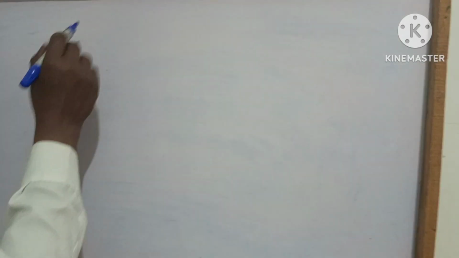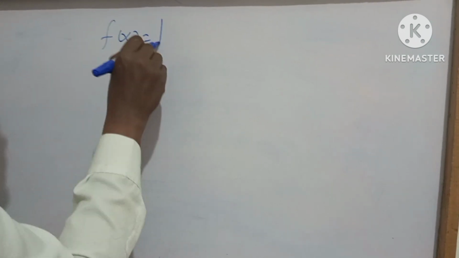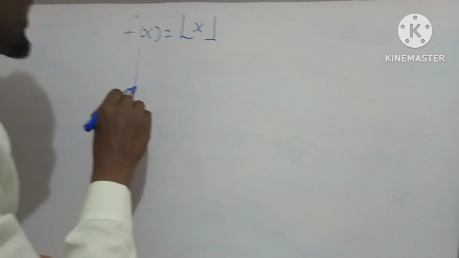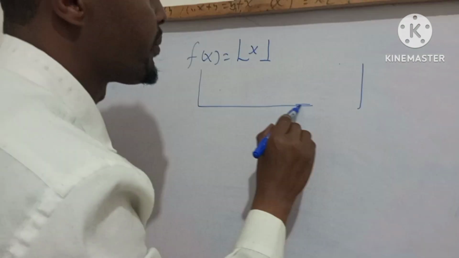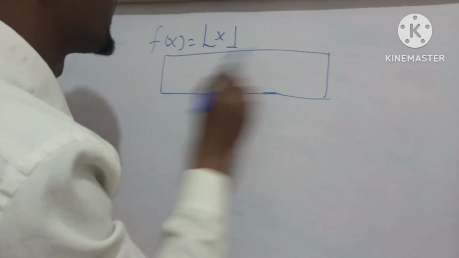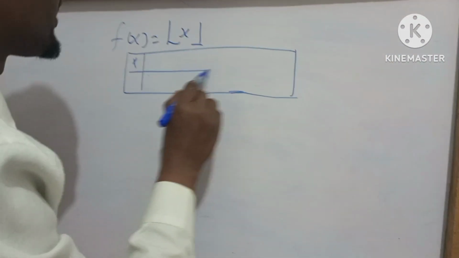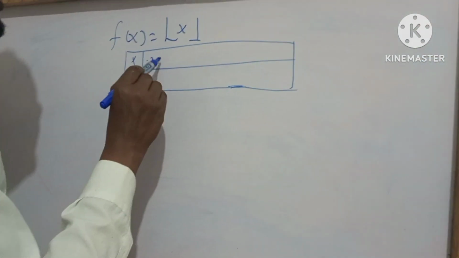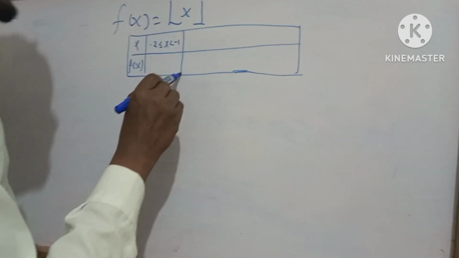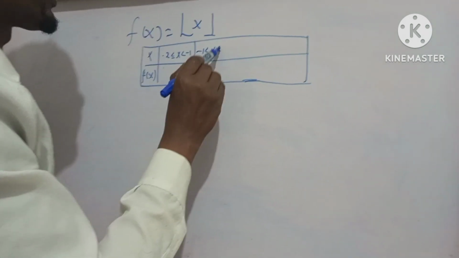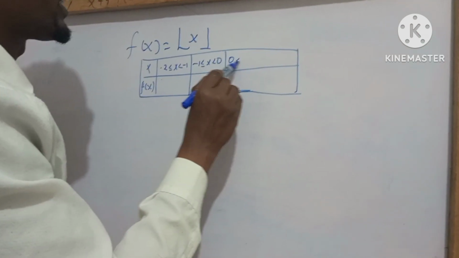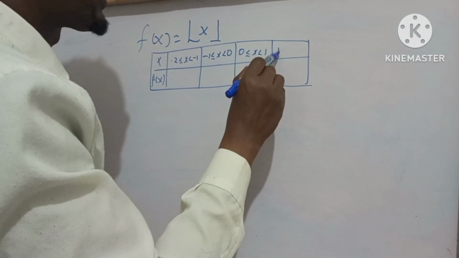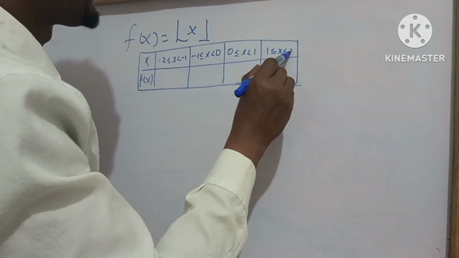Now let's draw the graph of f of x equals the greatest integer of x. To draw the graph, let's try to fill this table. This is x and this is f of x. Negative 2 is less than or equal to x, and x is less than negative 1. Let's take this one. And negative 1 is less than or equal to x, and x is less than 0. And 0 is less than or equal to x, and x is less than 1. And 1 is less than or equal to x, and x is less than 2.